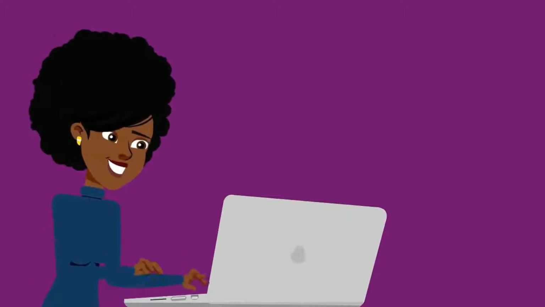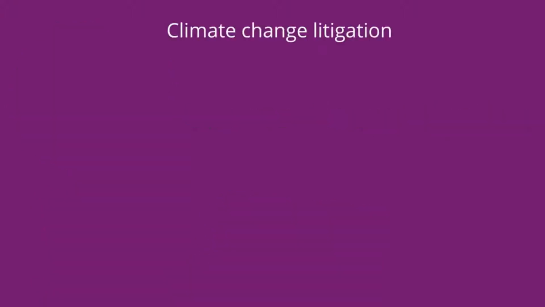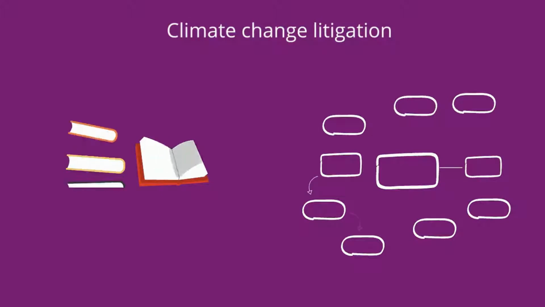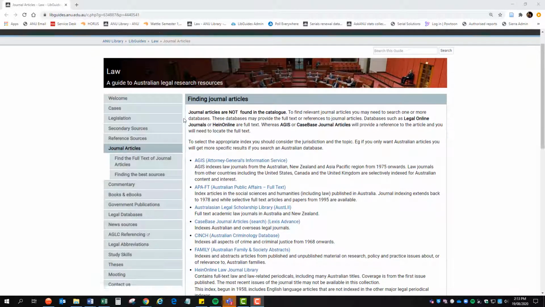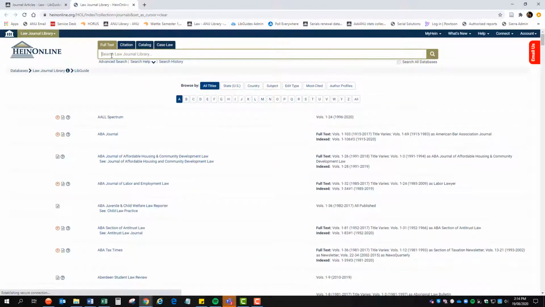Let's say we have an essay topic looking at climate change litigation. You've done some background reading and have a basic understanding of the area you are researching, and you have analysed your topic and brainstormed some keywords and phrases that may be relevant. You are now ready to find some articles. Let's start with Hein Online, a large multi-jurisdictional legal database that includes a number of Australian titles.